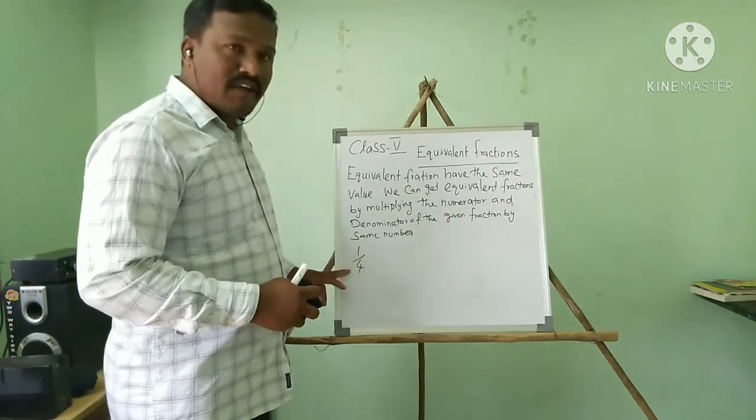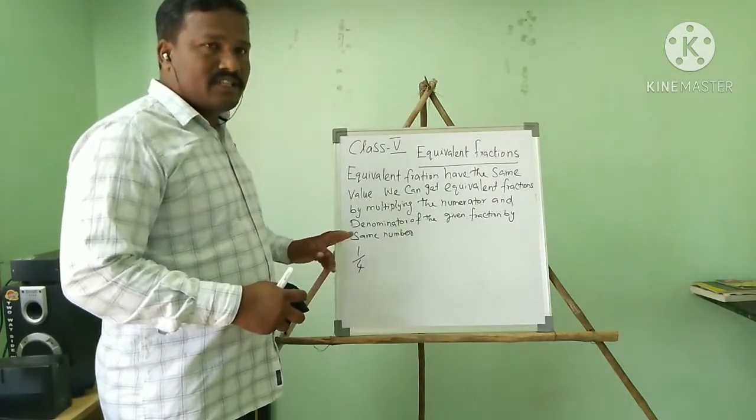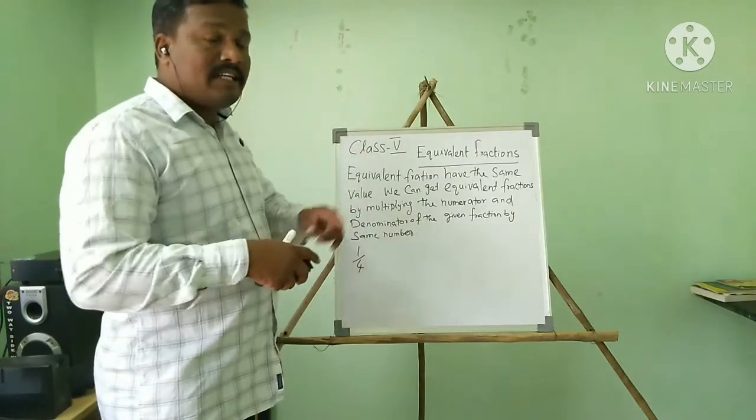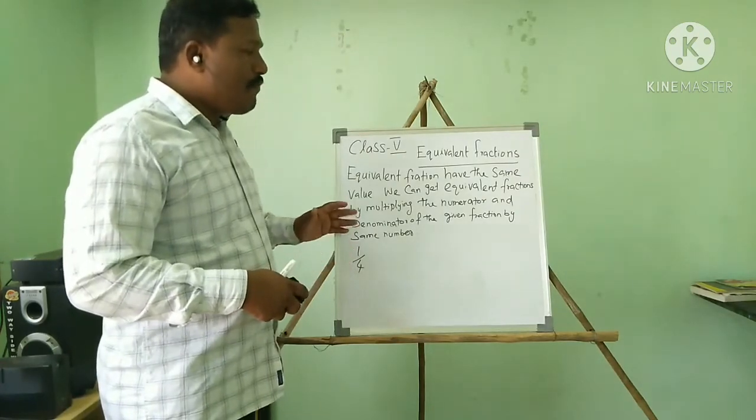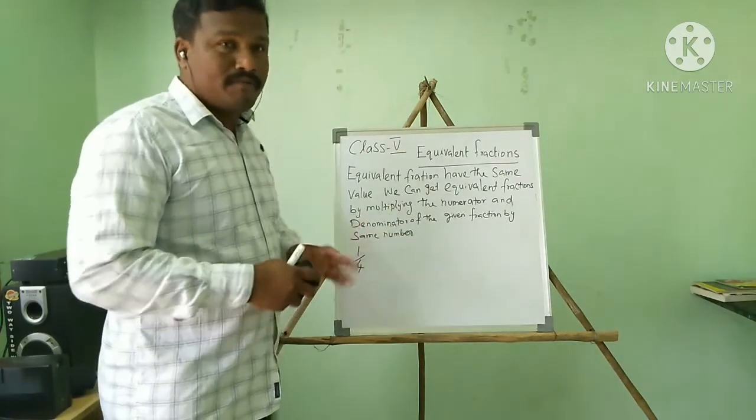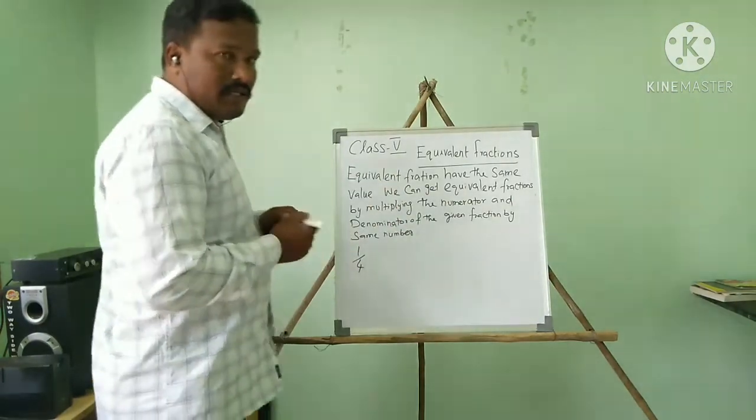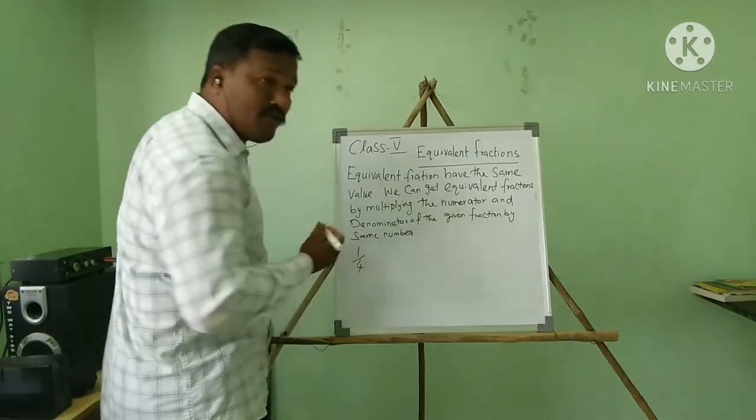1 by 4 is a fraction, you know very well, because the whole has 4 parts and one part is shaded like this. Assume one circle or whatever it may be, with four parts, and one part is shaded. So it's a fraction. Now we want to find the equal fraction of 1 by 4. How to find it? As per this definition, I will do it.